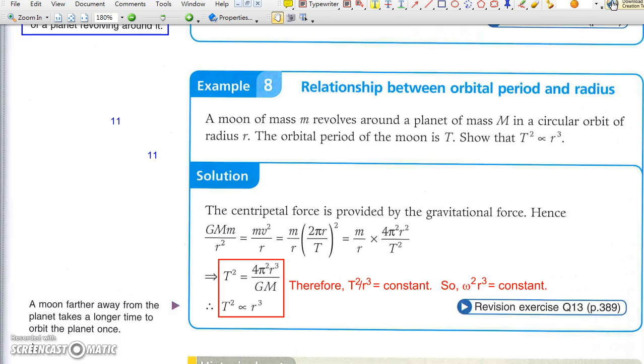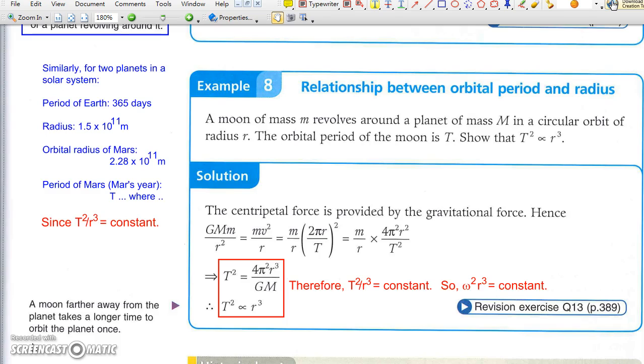For example, the period and radius of the Earth are 365 days and 1.5 times 10 to the power 11 meter respectively. The orbital radius of Mars is 2.28 times 10 to the power 11 meter, and we can find the period of the revolution of Mars about the Sun.